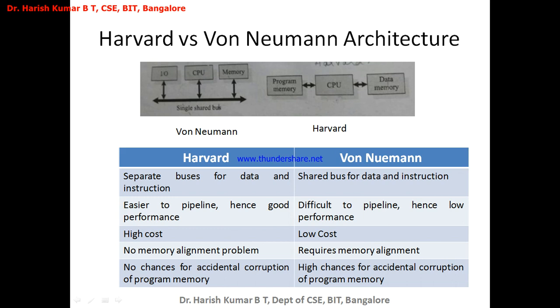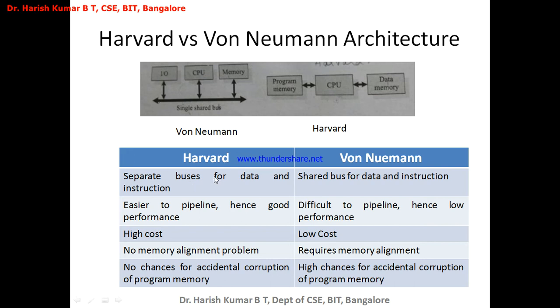So now, the Harvard and Von Neumann architecture difference. I have the diagrams here. You can see this is a shared bus used by the CPU and the memory, and here the CPU has separate program memory and separate data memory, and separate paths also. So this is Harvard architecture. This is Von Neumann architecture.